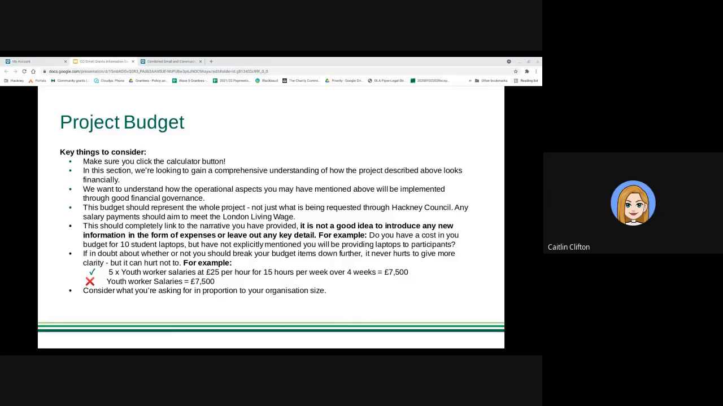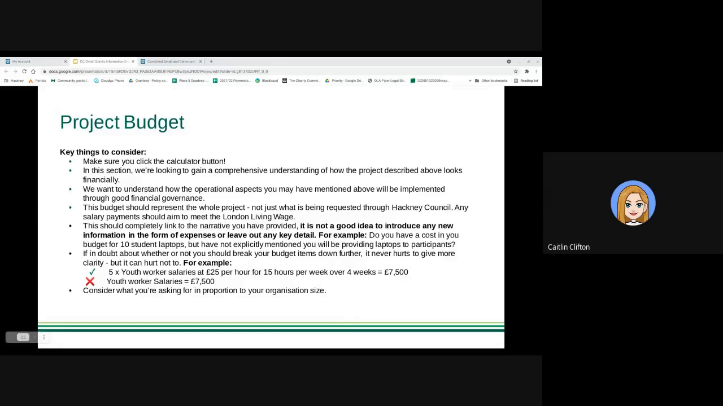If in doubt as well, whether or not you should break down your budget items further, it never hurts to give more clarity, but it can hurt not to. I'll give an example of salaries here. This is a key one that people fall down on. Make sure that you explain those salaries. So youth worker salaries equals 7,500. That gives us absolutely no information.